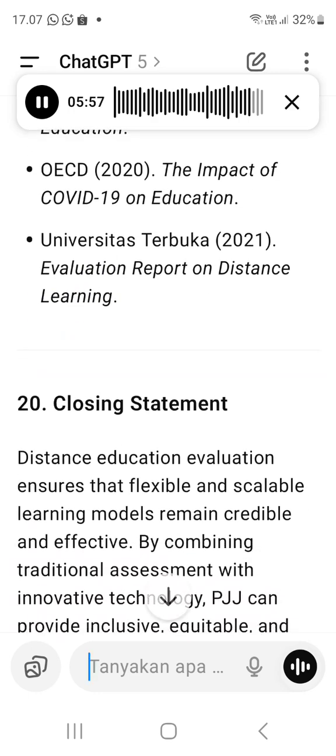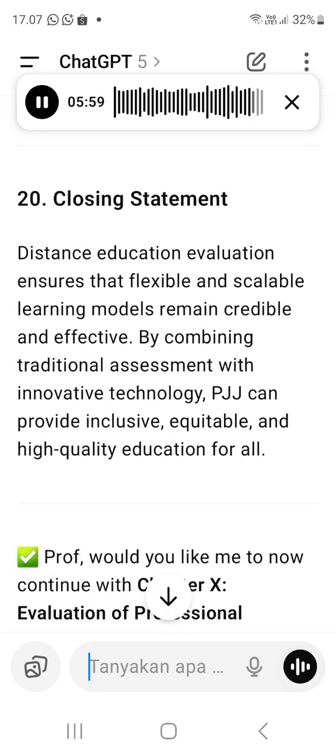20. Closing statement. Distance education evaluation ensures that flexible and scalable learning models remain credible and effective. By combining traditional assessment with innovative technology, PJJ can provide inclusive, equitable, and high-quality education for all.